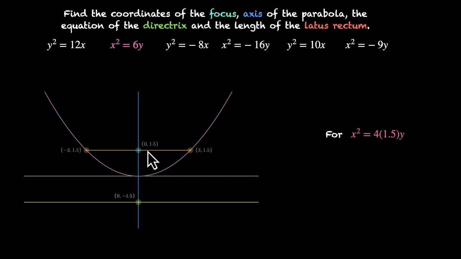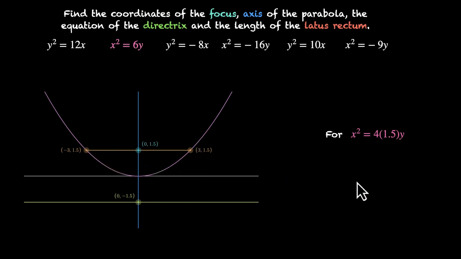That's going to be (0, 1.5). The directrix is going to be 1.5 units below the x-axis. So this is 1.5 and this is 1.5. This length is 3 units, which means this is 3 and this is 3. So the latus rectum is going to be 3 plus 3, 6 units long.